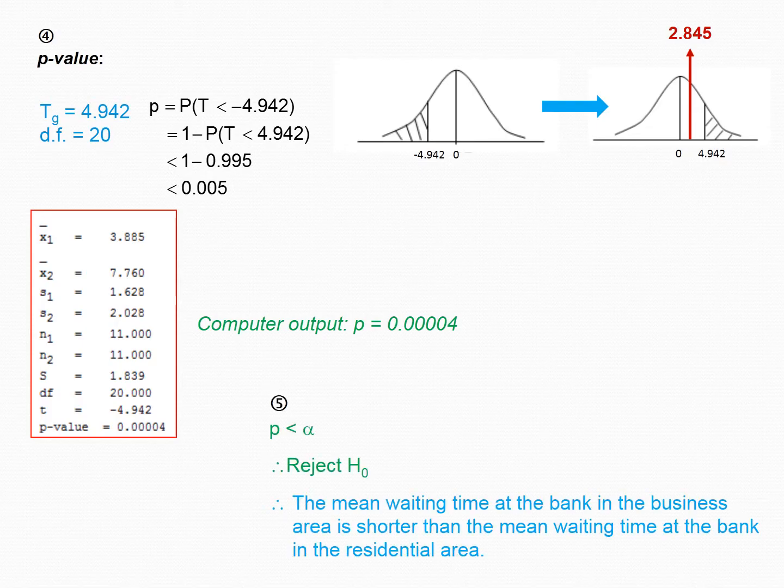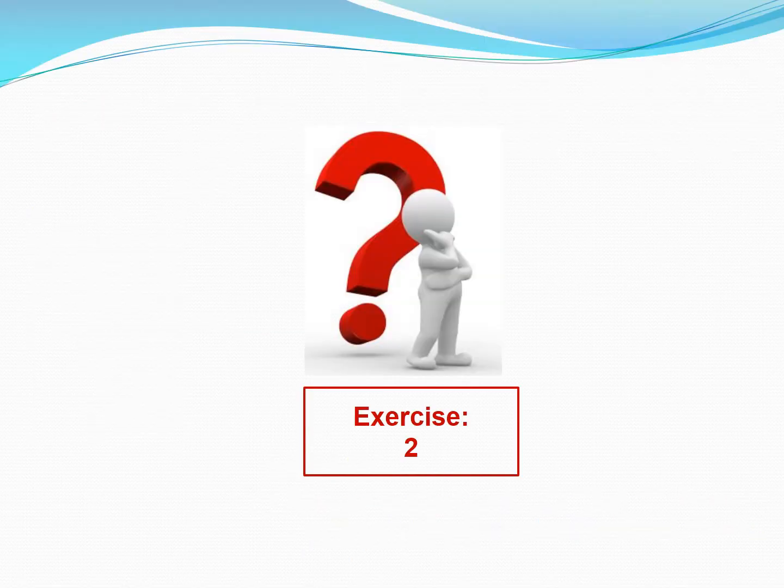And then our p value will be less than alpha in step 5, so we can reject the null hypothesis. So we can make the conclusion that the mean waiting time at the bank in the business area will be shorter than the mean waiting time at the bank in a residential area. You can then try exercise 2 on small sample means, please.